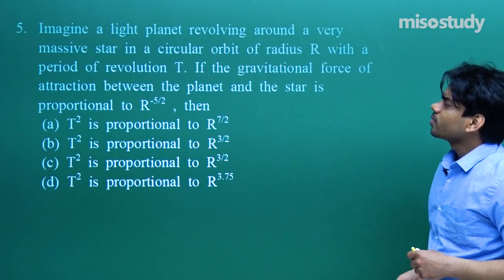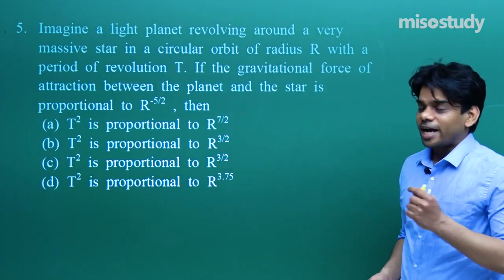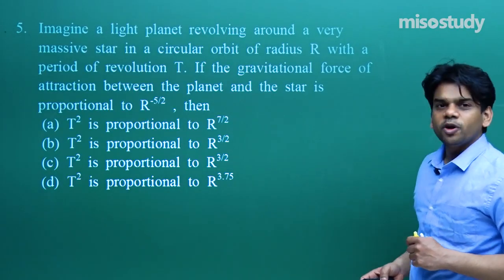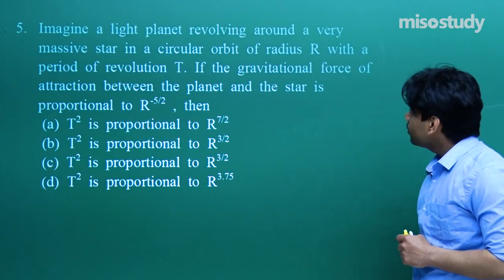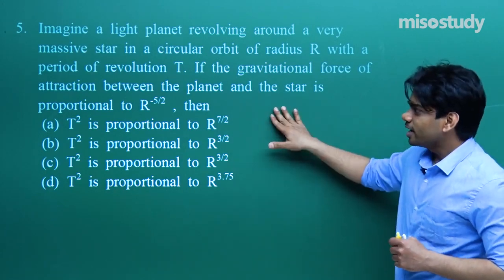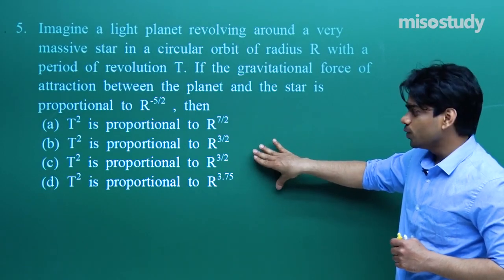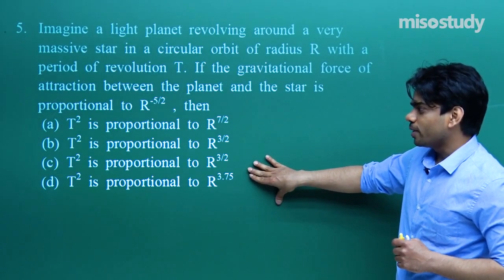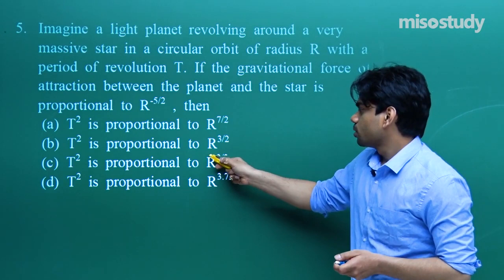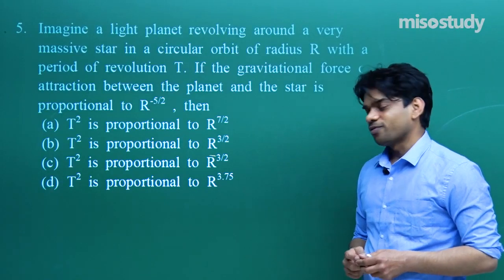Now let's go ahead. 5th, imagine a light planet revolving around a very massive star in a circular orbit of radius r with a period of revolution T. If the gravitational force of attraction between the planet and star is proportional to r to the power minus 5 by 2, then A, T square is proportional to r to the power 7 by 2. B, T square is proportional to r to the power 3 by 2. C, you just change here, T square is proportional to r to the power minus 3 by 2. Both options cannot be the same, minus 3 by 2, 3 by 2. D, T square is proportional to r to the power 3.75.